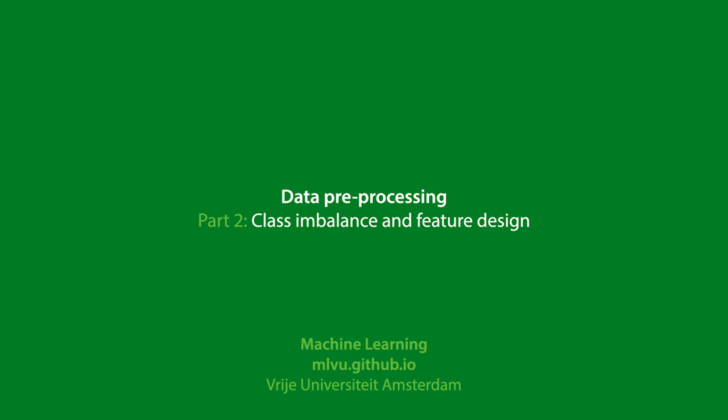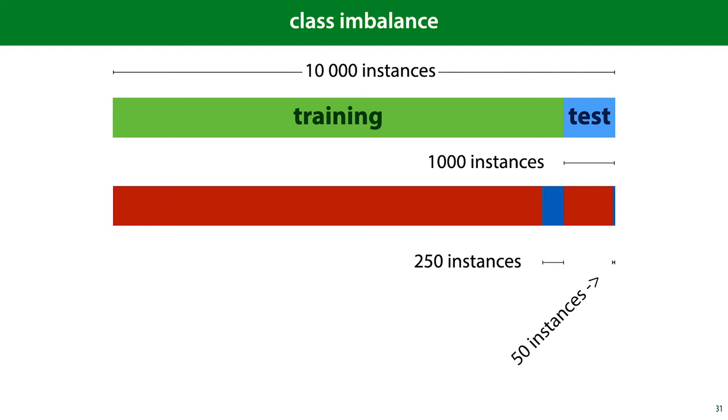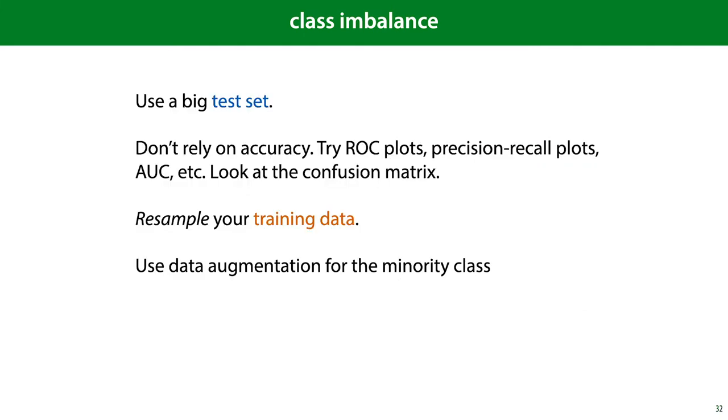The next topic in our discussion of data preprocessing is class imbalance. This is something we already talked about in last lecture, where we discussed the problems it can cause for the test set. We know what we can do to help our analysis of imbalance problems, but how do we actually improve training? To reiterate what we said in the last lecture, make sure that you use a big test set. This is important in general, but it's even more important when you have class imbalance.